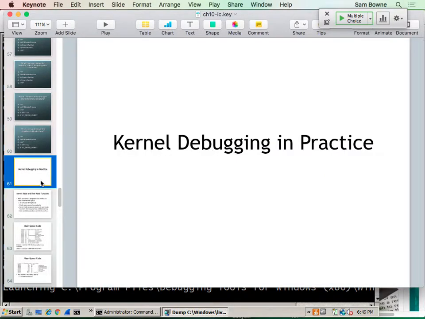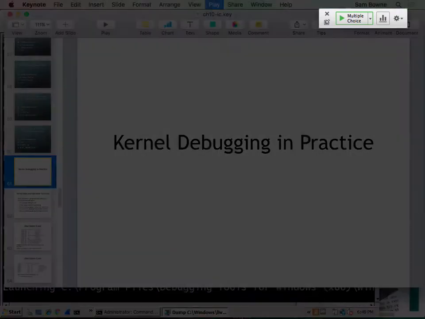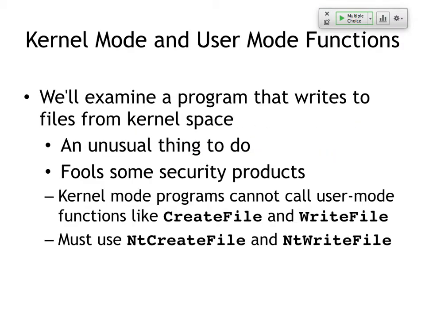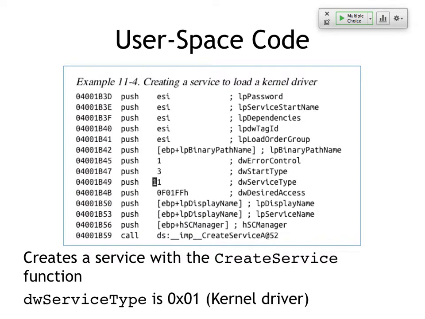So, all right. Anyway, a little bit here about this in practice. You've got kernel and user mode functions. Kernel mode programs cannot call user mode functions like CreateFile. They would have to use NtCreateFile. And he has an example here which seemed a little contrived to me, where if you have a kernel rootkit that wants to call the user space file writer, you could do it, but it's of course complicated. I'm not sure why you would.